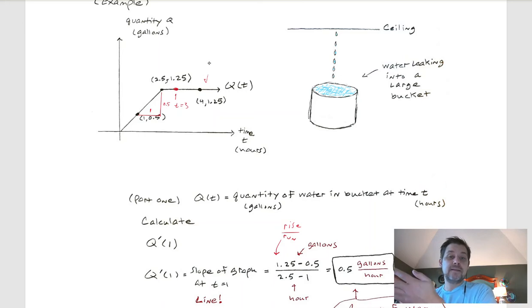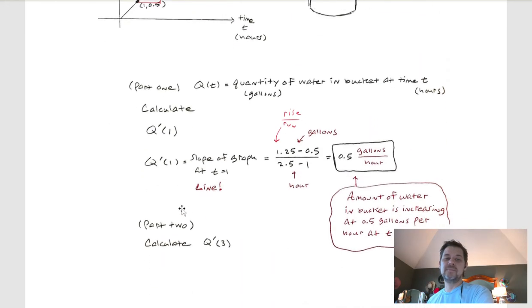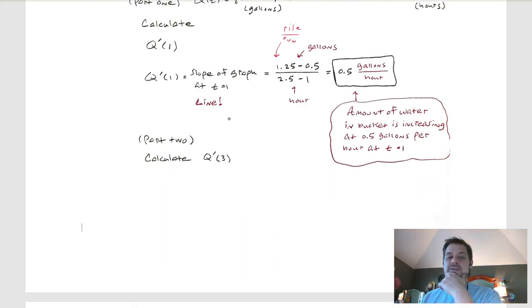This line is horizontal. Okay? So the slope of the graph right there is 0 because the horizontal line has a slope of 0. So we'll say q prime of 3 is equal to 0 gallons per hour. And it has a similar interpretation over there because this kind of interpretation for the derivative is universal.